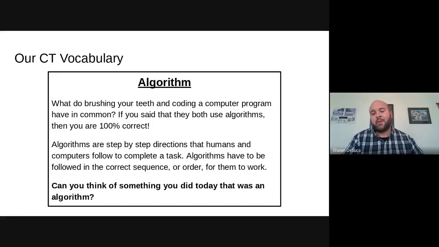Our vocabulary, once again, only focuses on algorithms. And it gives us our question. What do brushing your teeth and coding a computer program have in common? They both use algorithms. And then our driving question. Can you think of something you did today that was an algorithm? You might have somebody that says, I tied my shoe. That's an algorithm. Great. I got dressed this morning. Awesome. Glad you got dressed this morning.